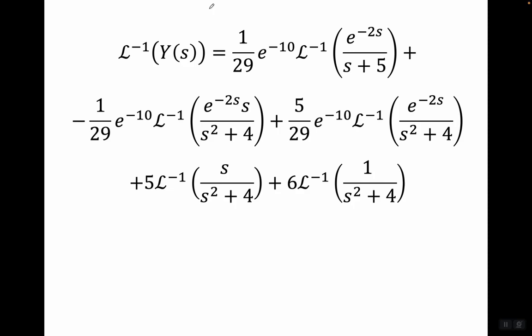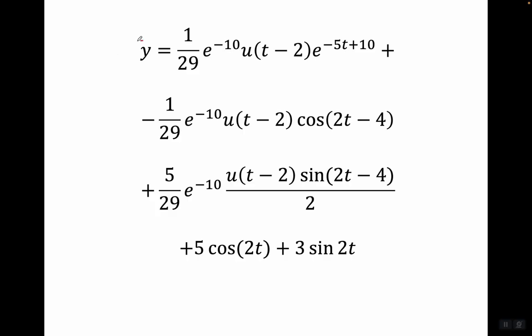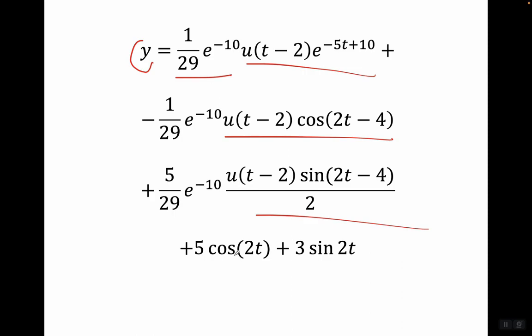So this is the slide we saw earlier. We have the inverse Laplace transform of Y(s) equals blah, blah, blah, times this inverse Laplace transform, etc. Now we're going to replace all these inverse Laplace transforms. We've seen what this left side is. That's just plain y. So we have y equals 1/29 e^(-10) times the inverse Laplace transform. That's what we wanted to find. Plus negative 1/29 e^(-10) times the other Laplace transform. Plus 5/29 e^(-10) times this Laplace transform, well, inverse Laplace transform, really. Plus 5 cosine 2t plus 3 sine 2t.